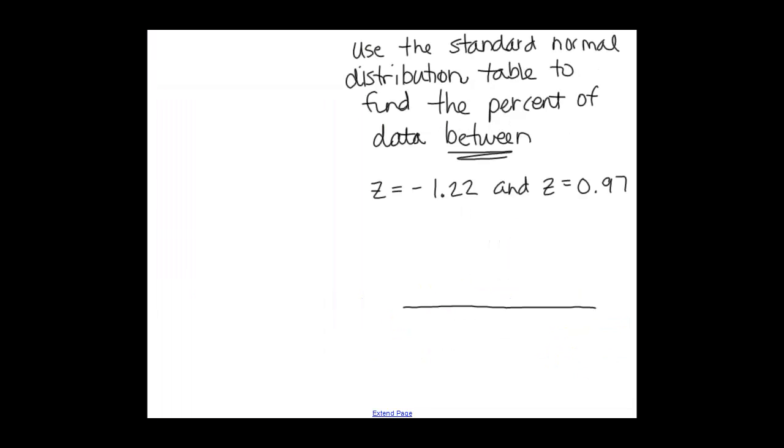Now in this next problem, we're going to look for area between two z-scores. And the problem says to find the percent of data. So we know at the end we will want it to be in a percent of data between a z-score of a negative 1.22 and a z-score of 0.97. It's important that we look at that.